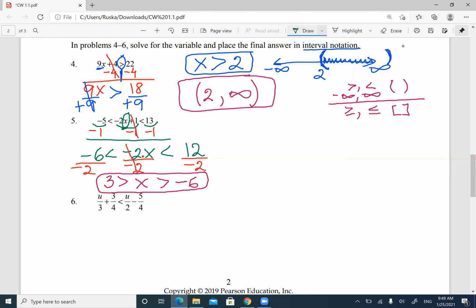Any questions on the solution? Well, yeah, how would you write that in the interval notation? That's what I'm doing right now, yes.